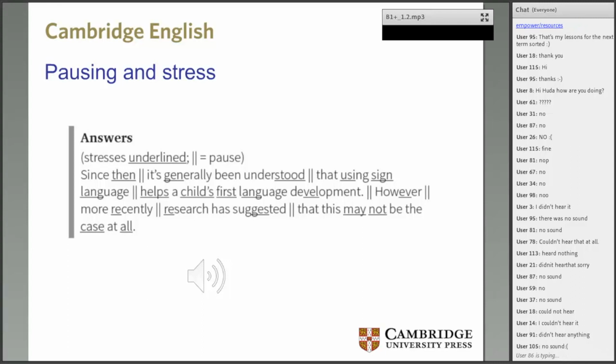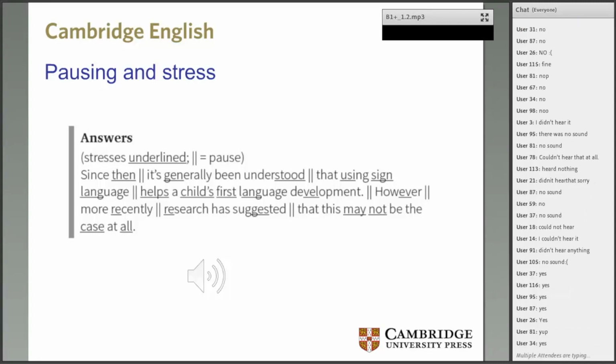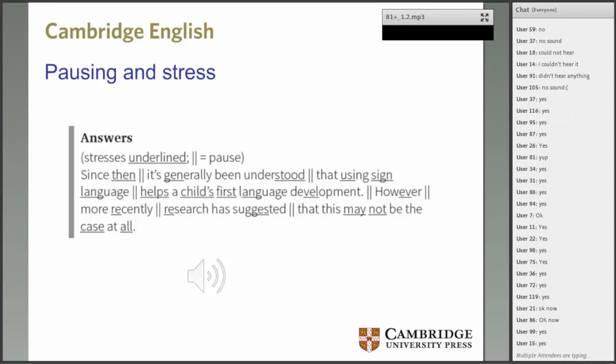Since then, it's generally been understood that using sign language helps a child's first language development. However, more recently, research has suggested that this may not be the case at all.